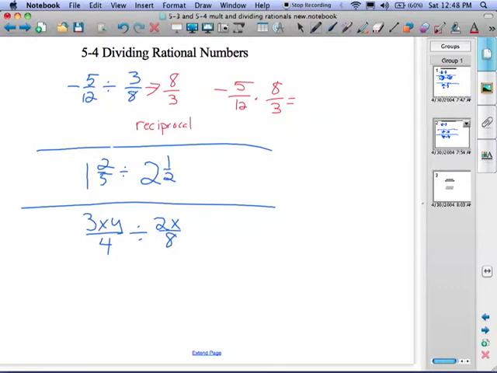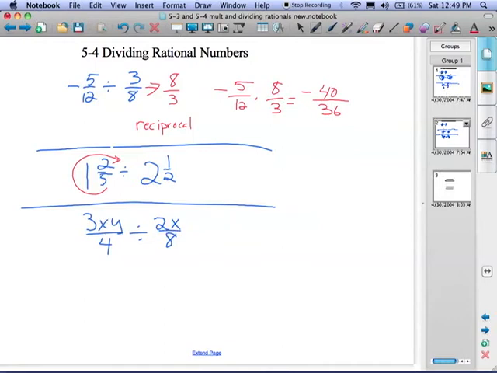So back to the problem. Now it's a multiplication problem, and you're going to multiply across the top and multiply across the bottom, the numerators and the denominators. This is why we're really doing two lessons in one, because these problems are really nothing more than multiplication. 5 times 8 is 40. 12 times 3 is 36. It's a negative times a positive, so the answer is negative. Again, you can simplify. I'm not asking you to simplify. I want the basic, being able to turn the division problems into multiplication and then multiplying.